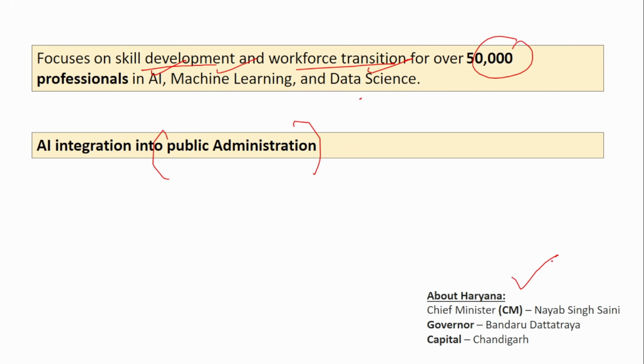So the Haryana Chief Minister is Nayab Singh Saini. The Governor is Bandaru Dattatreya. And the capital is Chandigarh.